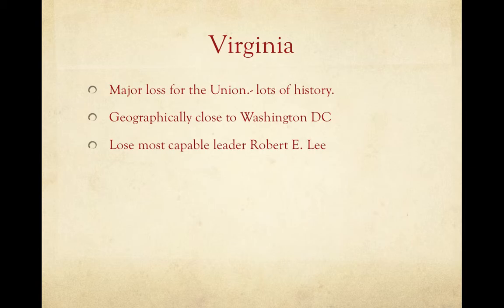If you think back to last notes, there were two waves of secession. The first were states further south that seceded. Which state seceded first, do you think? The question was, which state seceded first? And that state would be South Carolina, of course. South Carolina was the one that's been threatening to leave ever since the nullification crisis. So that's not a big shock. But the loss of Virginia was a big shock because it's right next to D.C. It has lots of history, and we lost our most capable leader, Robert E. Lee.